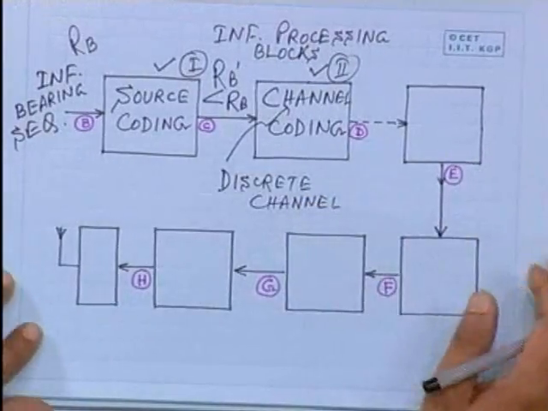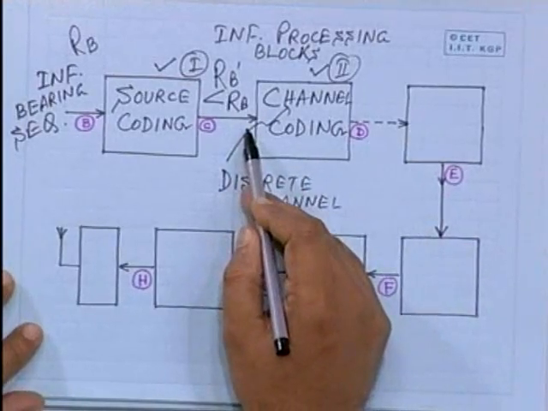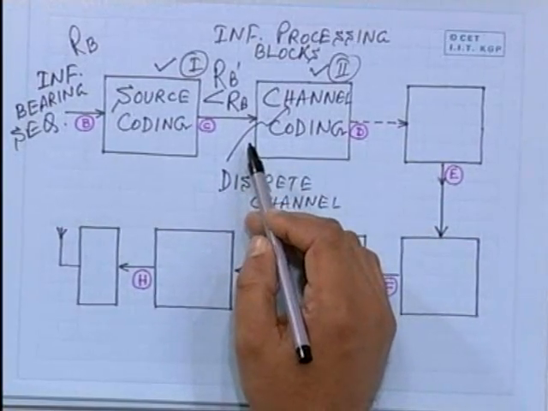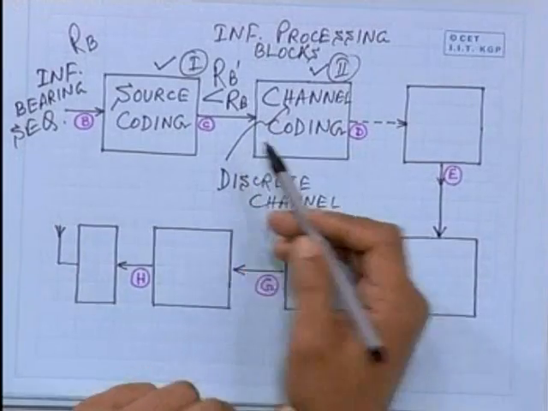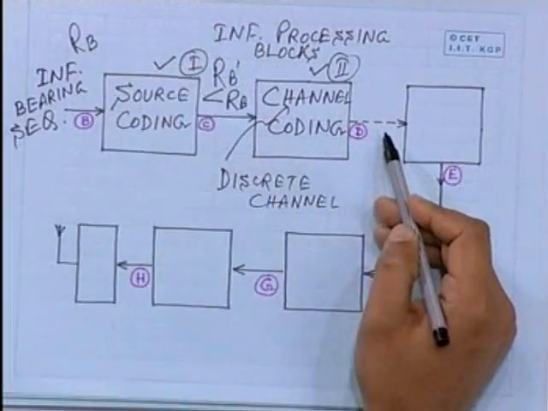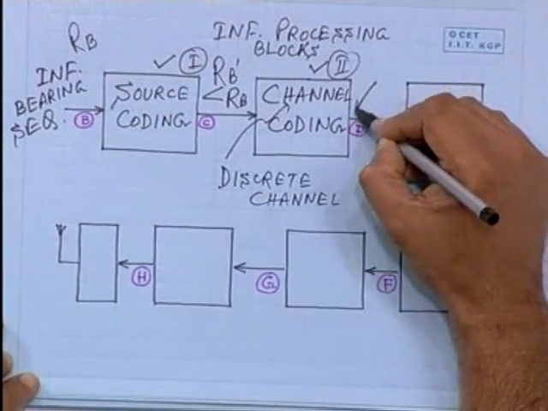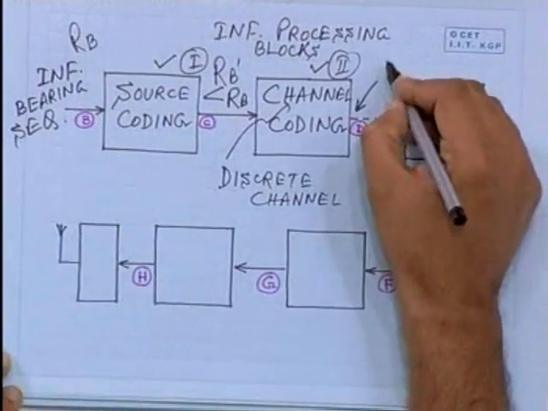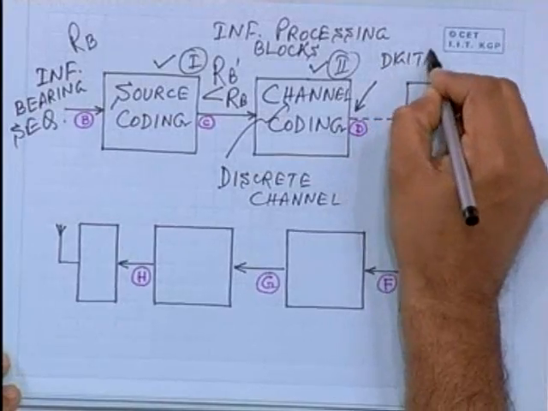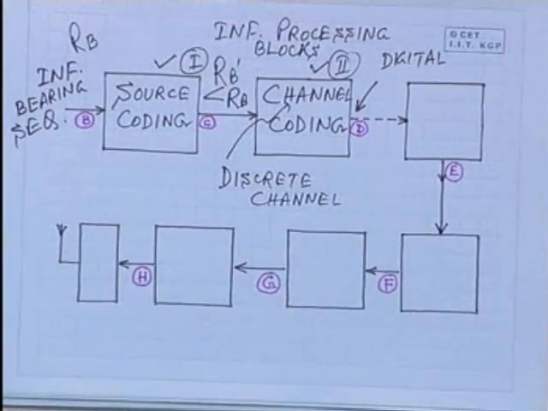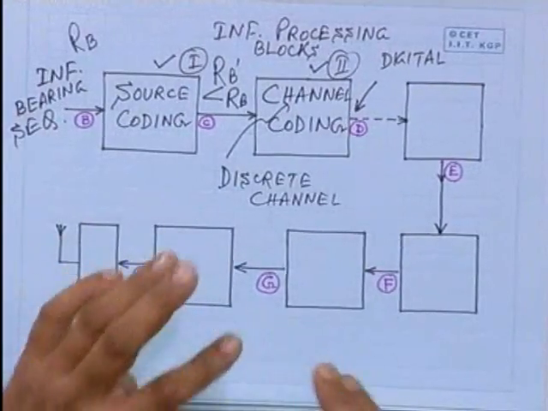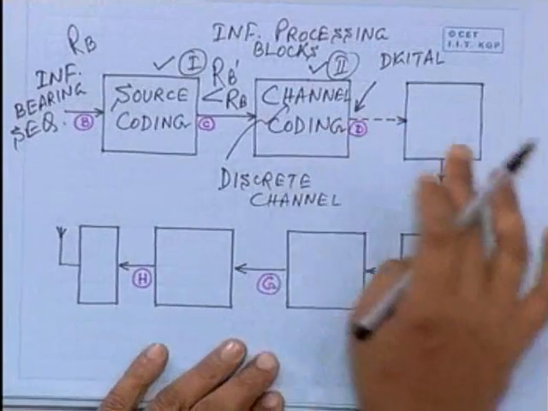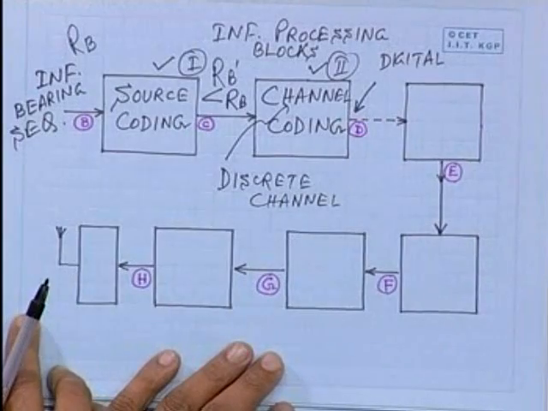In contrast to that, in this discussion, the input to this channel coding block is a digital signal. The output is also digital. So, this block is a digital in, digital out block, which gives you the opportunity to go for digital signal processing. But the purpose is to take care of certain problems which may occur downstream. Fine.